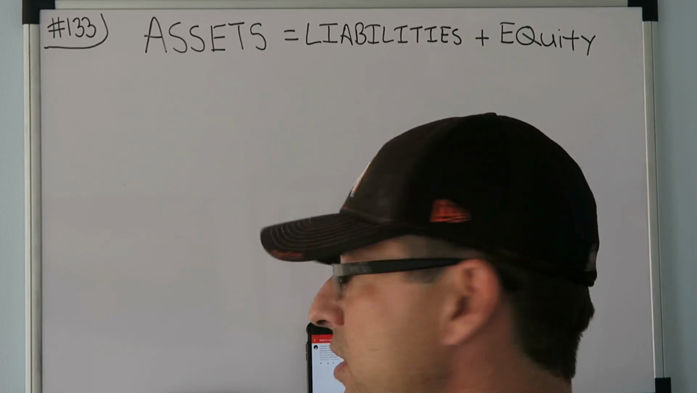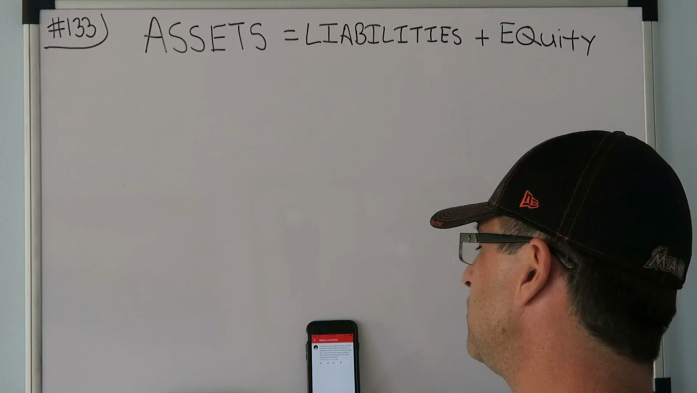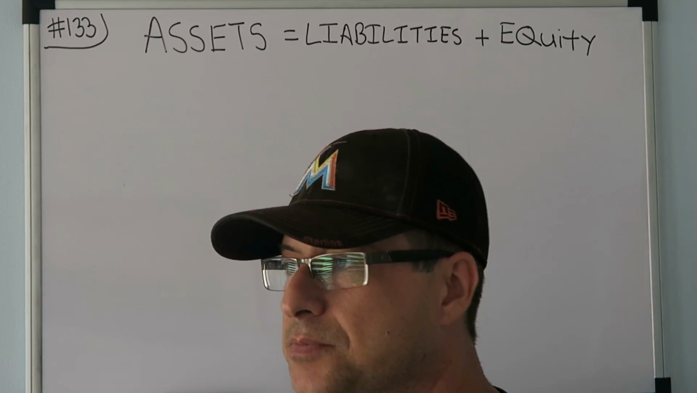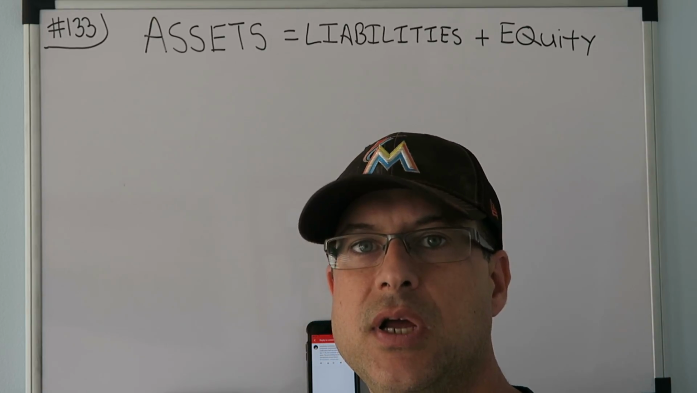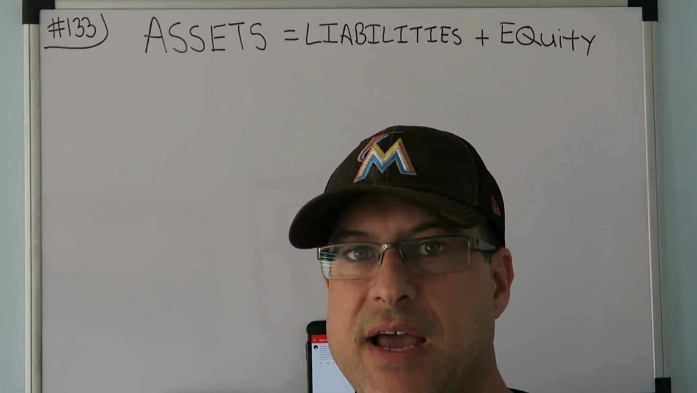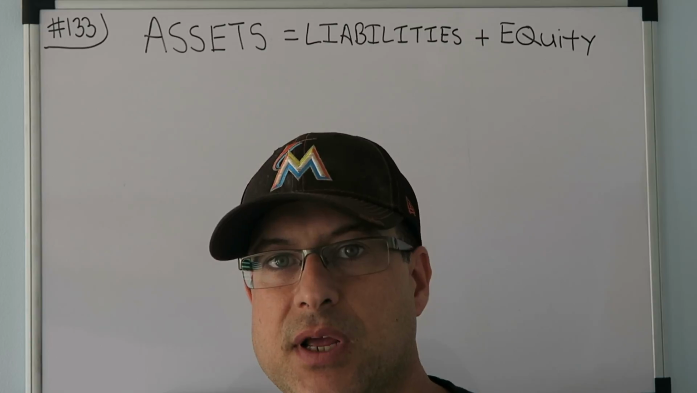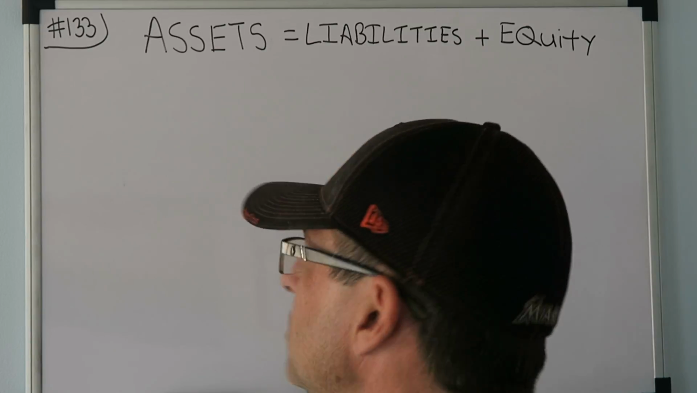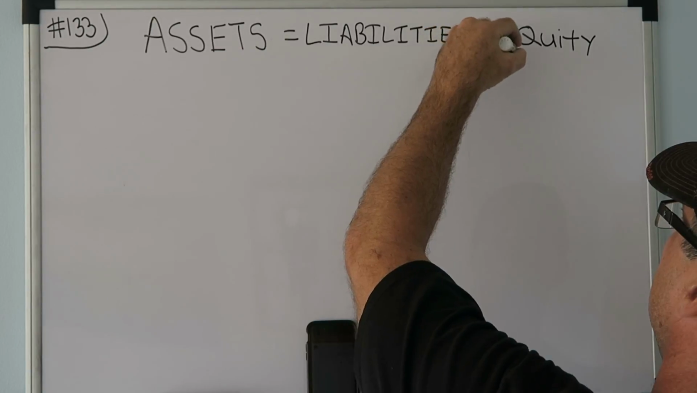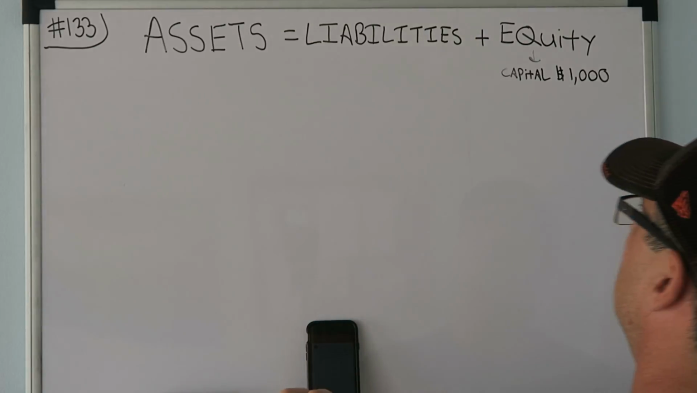Well, what's it going to start with? A business commenced with capital of $1,000. Now capital is under equity. That's what the business owns. So it started with $1,000 in equity. It doesn't say otherwise, so let's go with that. So under equity, we're going to have capital of $1,000.